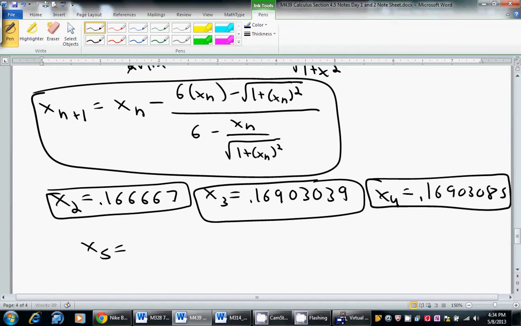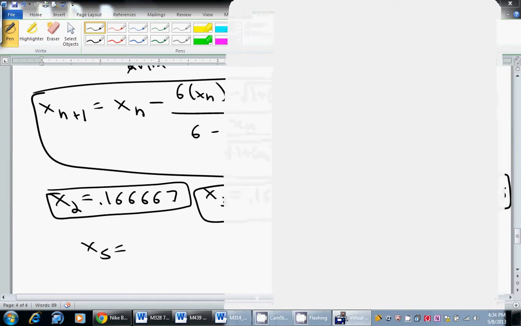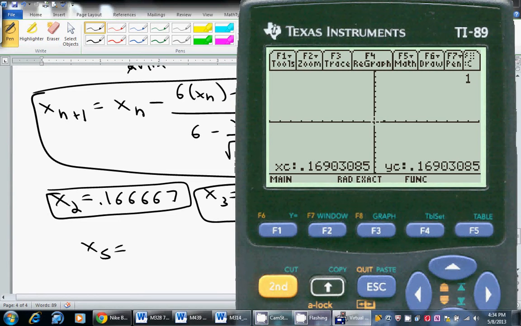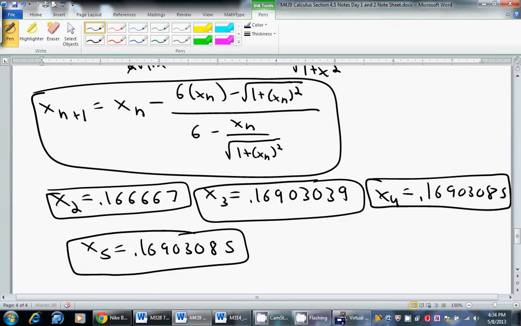And x sub 5, let's find out what that's going to be. So put in my input, 0.16903085. Hit enter. And boom! There it is. Same input as my output. That's going to be my x-intercept. So this is going to be 0.16903085. And I am done.